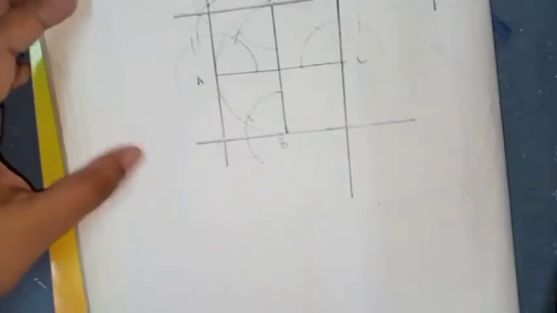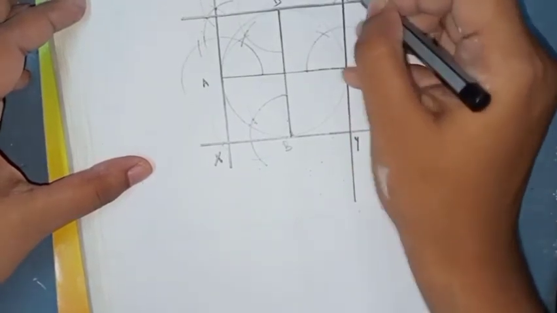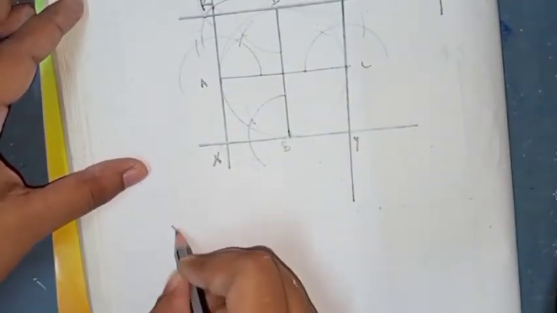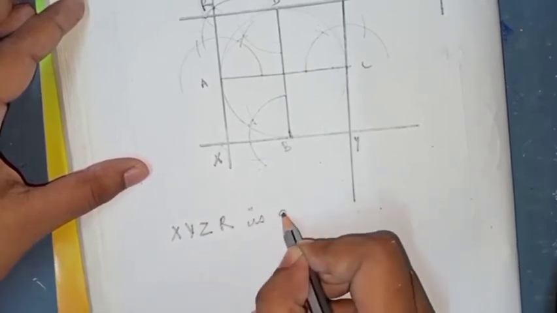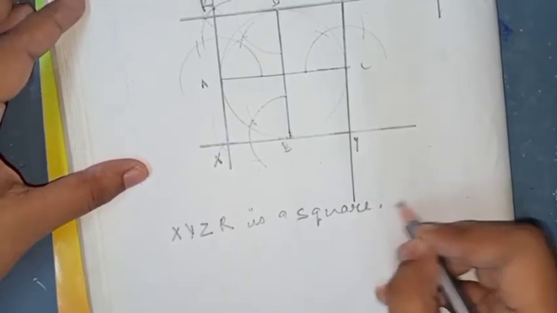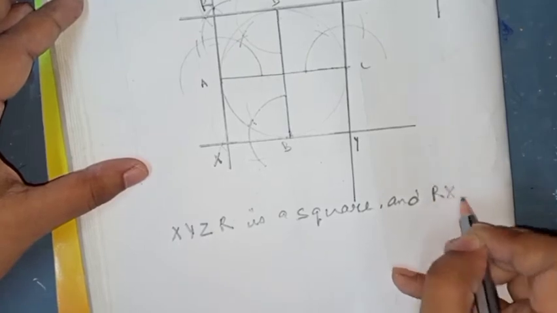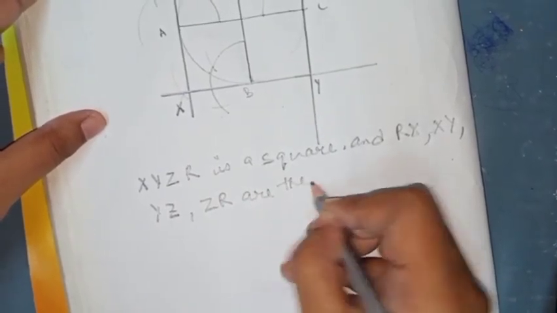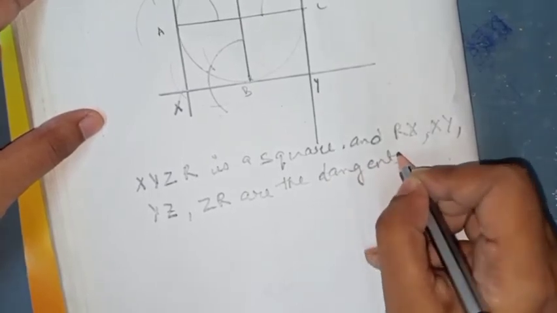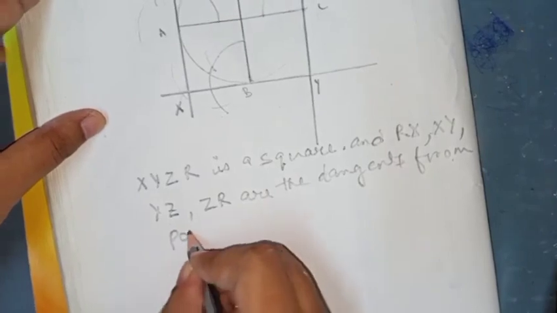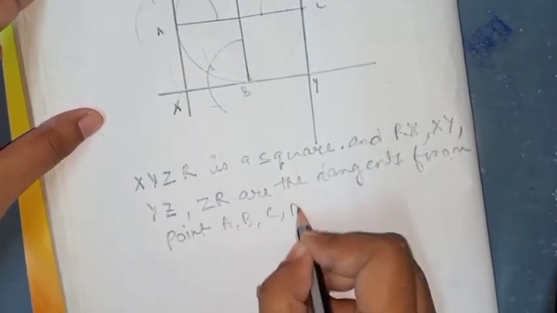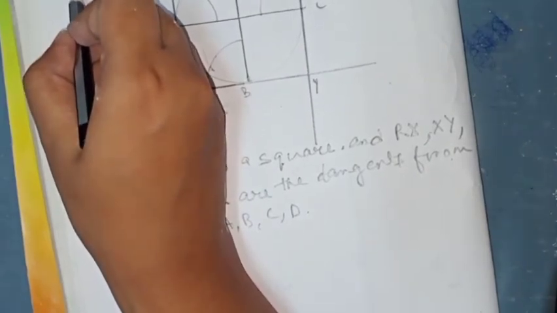Okay, first give the names X, Y, Z, R. So what you will write: XYZR is a square, and RX, XY, YZ, ZR are the tangents from points A, B, C, D. So this one is your answer, and this is question number 7. Okay, so do like this. Complete this one.